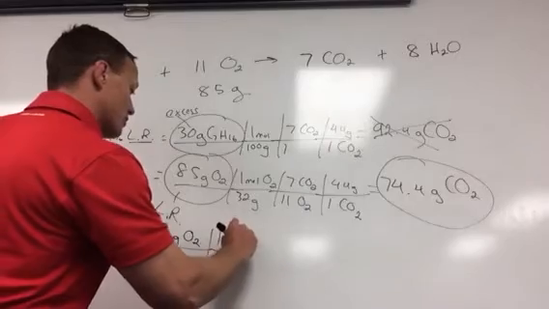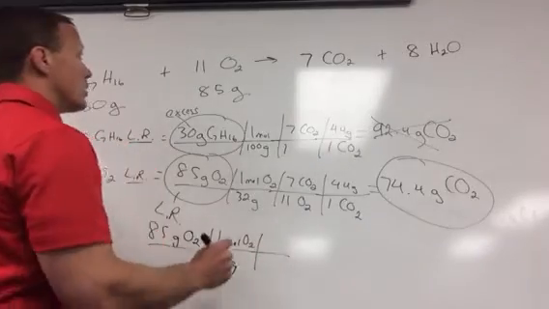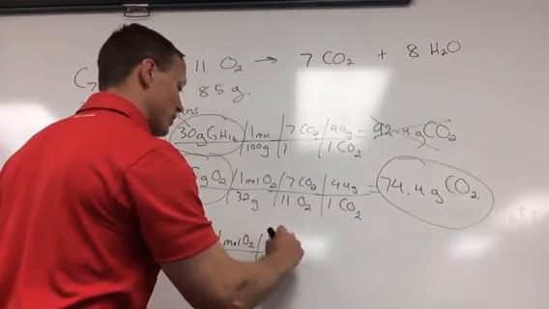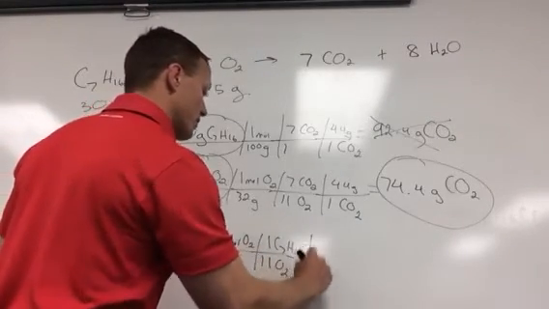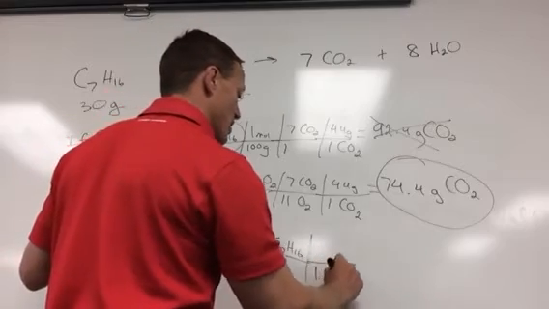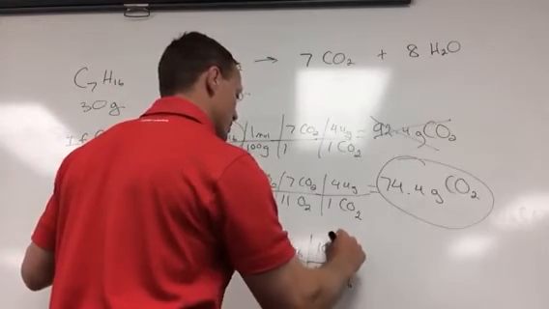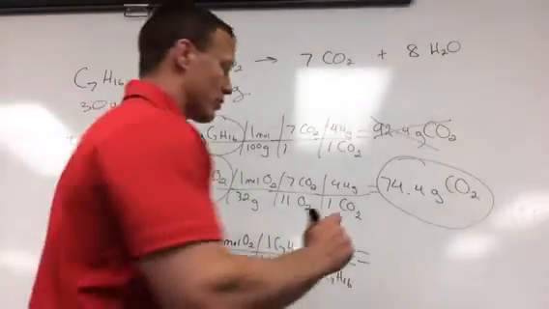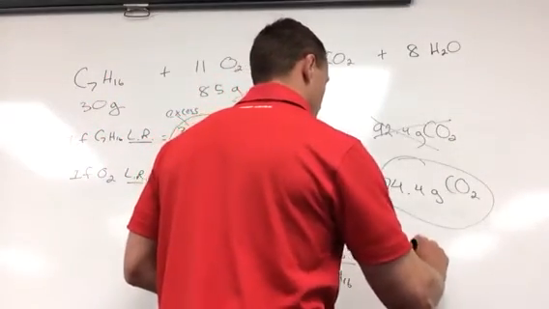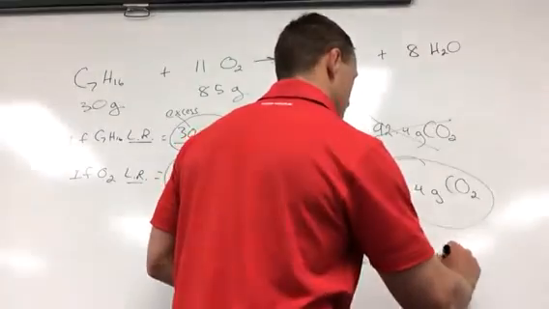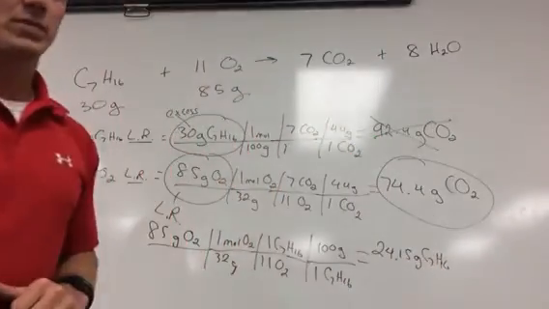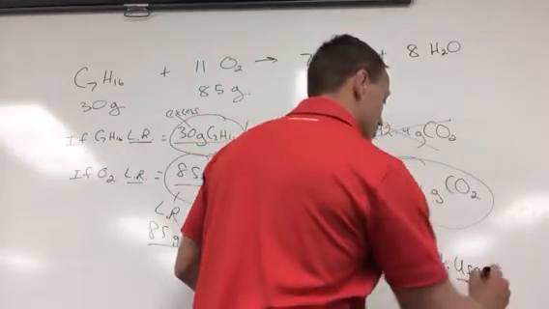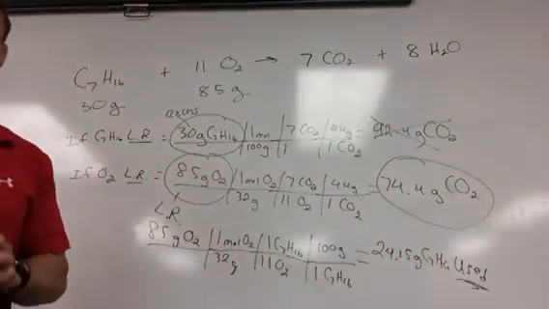32 grams in a mole of O2. There's 11 to 1, 11 O2s for every 1 of that, and a mole of that compound just happens to be right at 100 grams. So that tells me that I've got 24.15 grams of C7H16. That is how much is used. That's how much was used in the reaction.